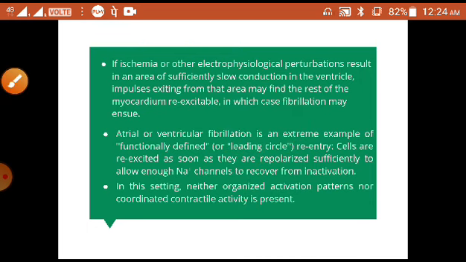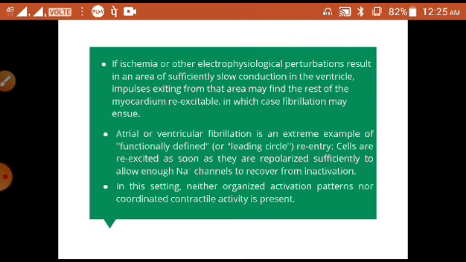So what is happening here? If ischemia or other electrophysiological perturbations result in an area of sufficiently slow conduction in the ventricle, impulses exiting from that area may find the rest of the myocardium re-excitable, in which case fibrillation may occur. So they are not able to cross through that area, so they are diverted from there and start disturbing the neighboring pathways.